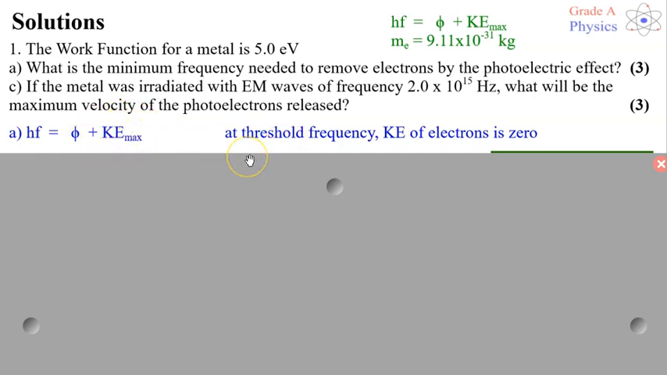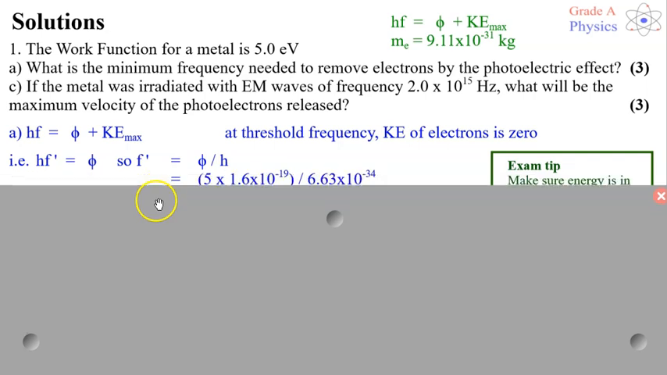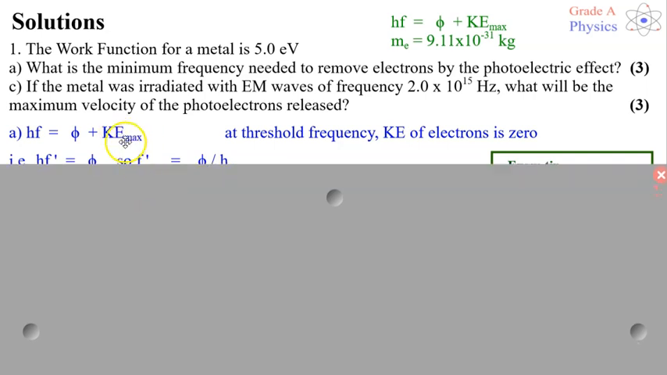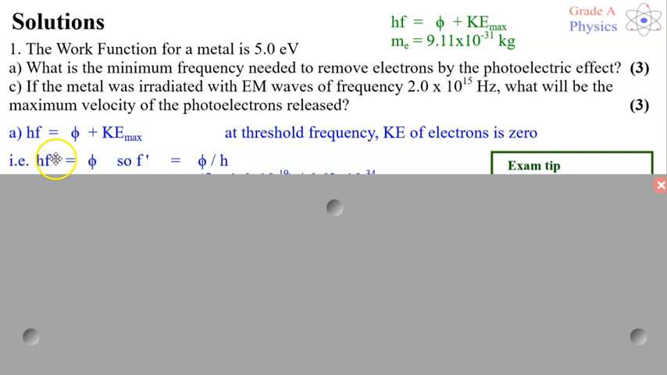But we define threshold frequency as the minimum frequency needed to just release electrons from the surface of the metal with 0 KE. That's really important. There is no excess energy. So if the KE is going to be 0, this simplifies this formula quite significantly, and we can just get rid of the KE max. So we end up with hf is equal to the work function.